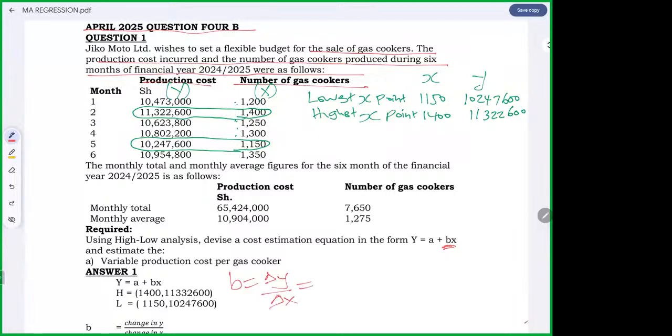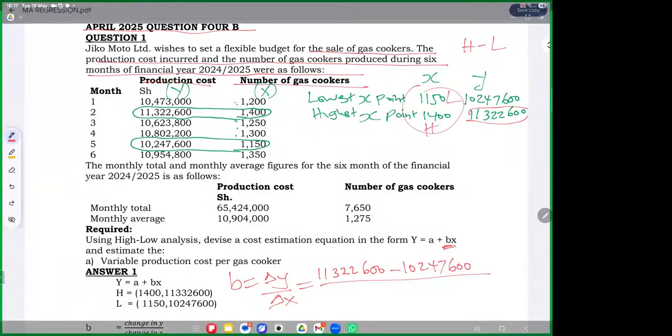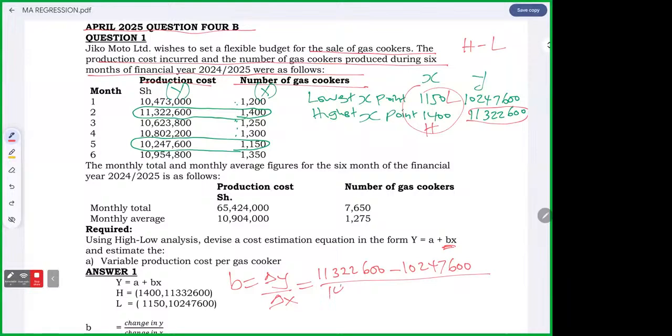Our change in Y, of course, you take a high minus low. So remember, you take a high minus low. This is the high on the Y, so we have here 11,322,600 minus 10,247,600, all over the change in X. So these are the X values. High minus this low. You take 1400 minus 1150.